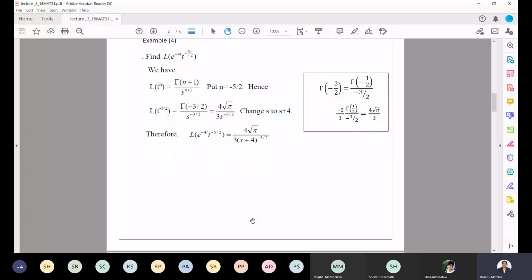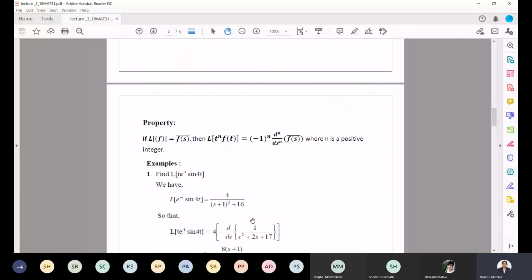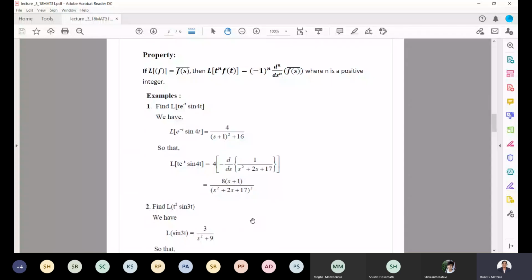If you have any doubt, you can ask me at the end of this class. We will move on to the next property. The previous property we discussed was the Laplace transform of e power at into f of t. If you have to find the Laplace transform of such functions, we have discussed how: find the Laplace transform of f of t, and wherever s is there, replace it depending on the value of a. If it is just a, replace s by s minus a. If it is minus a, replace s by s plus a. That is a simple concept. Now let's move on to the next one.